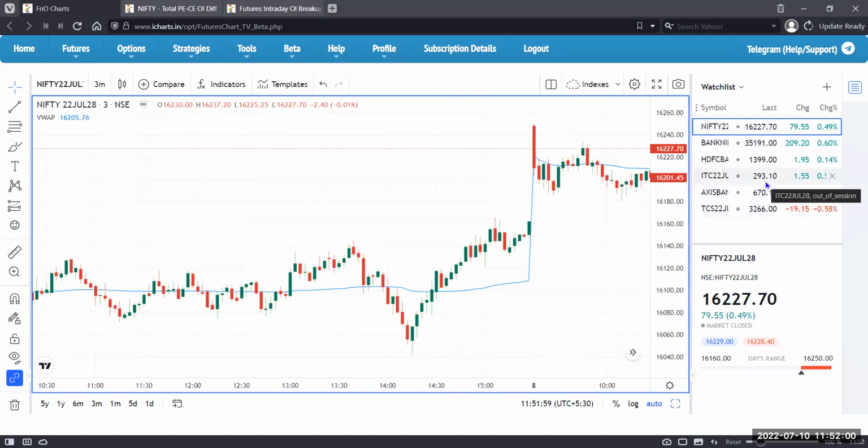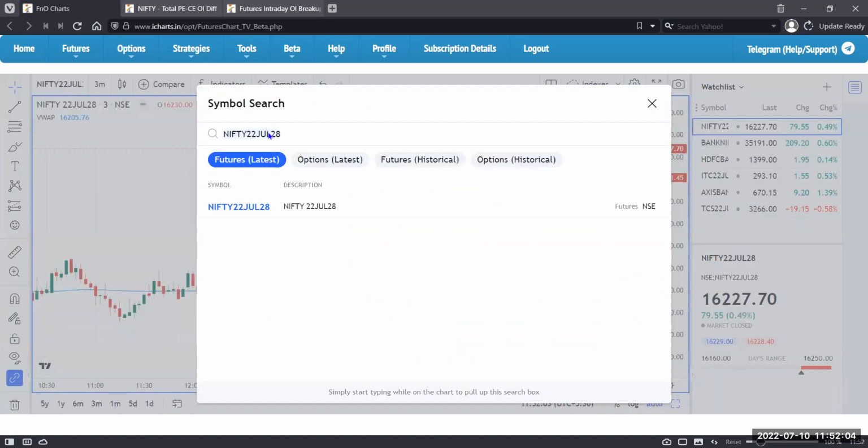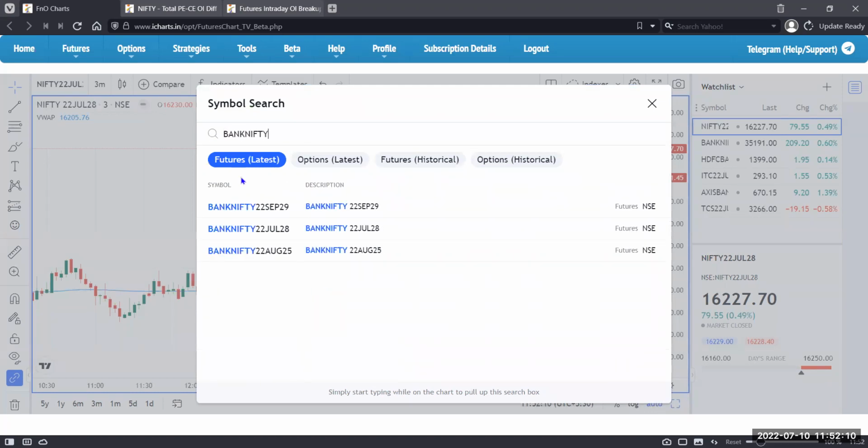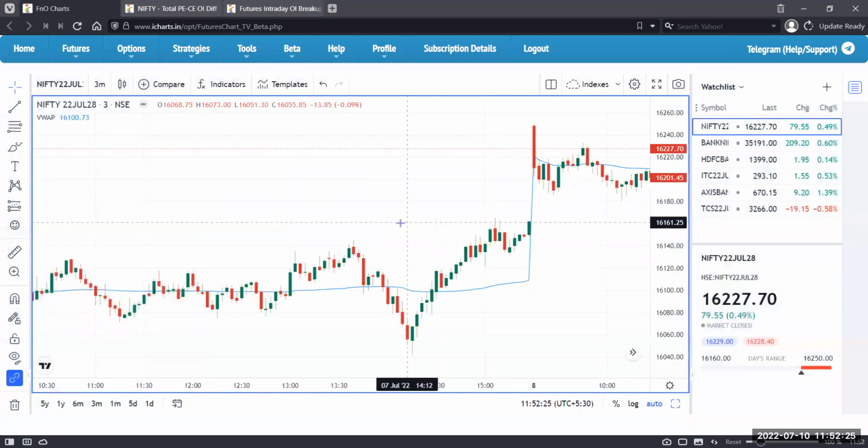I clicked on Bank Nifty. It is showing 22nd May. How to change that one? Click on here, and once you get this window, just type Bank Nifty here. Make sure futures latest is highlighted. Okay, Bank Nifty. Just a second, I'm trying. You can try, and we'll discuss later, because I need to go ahead.